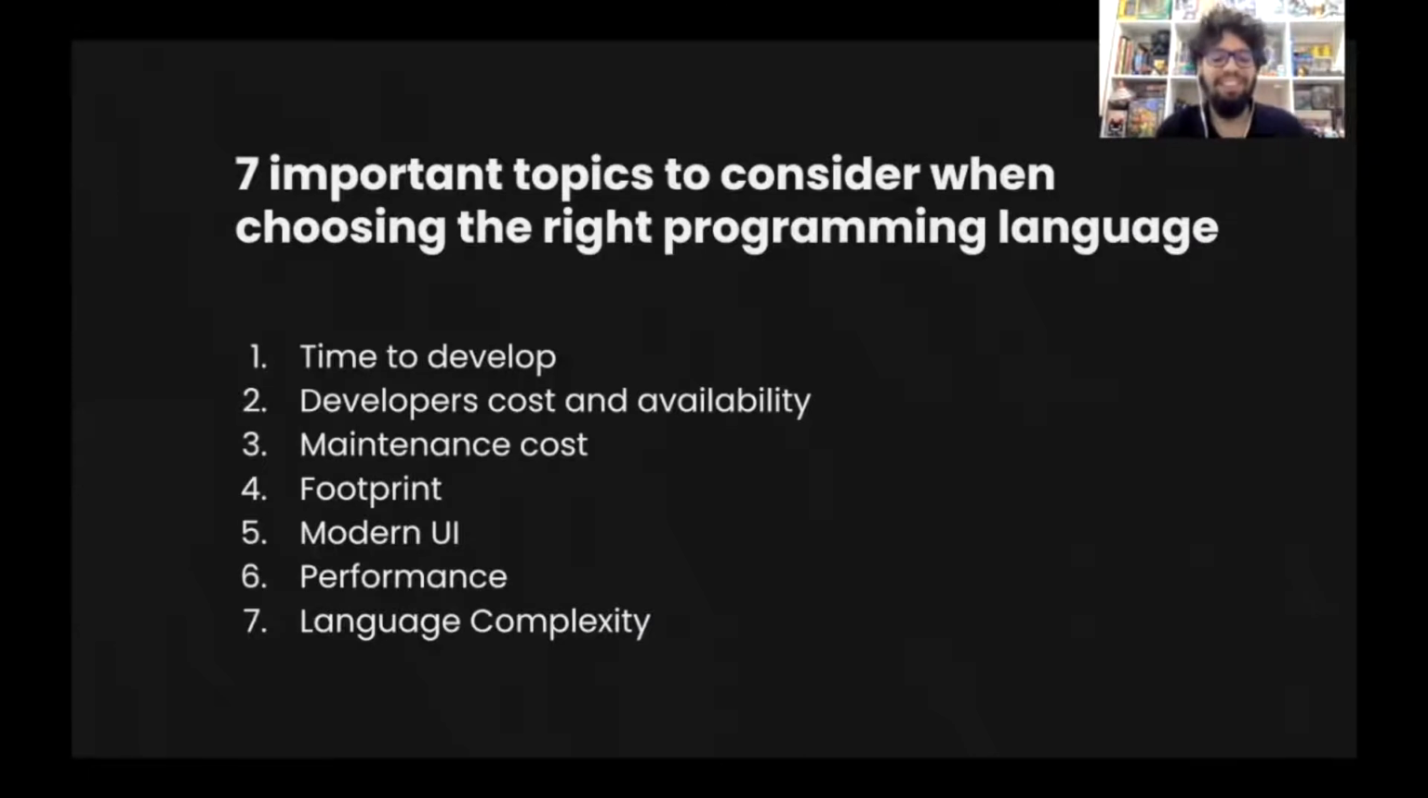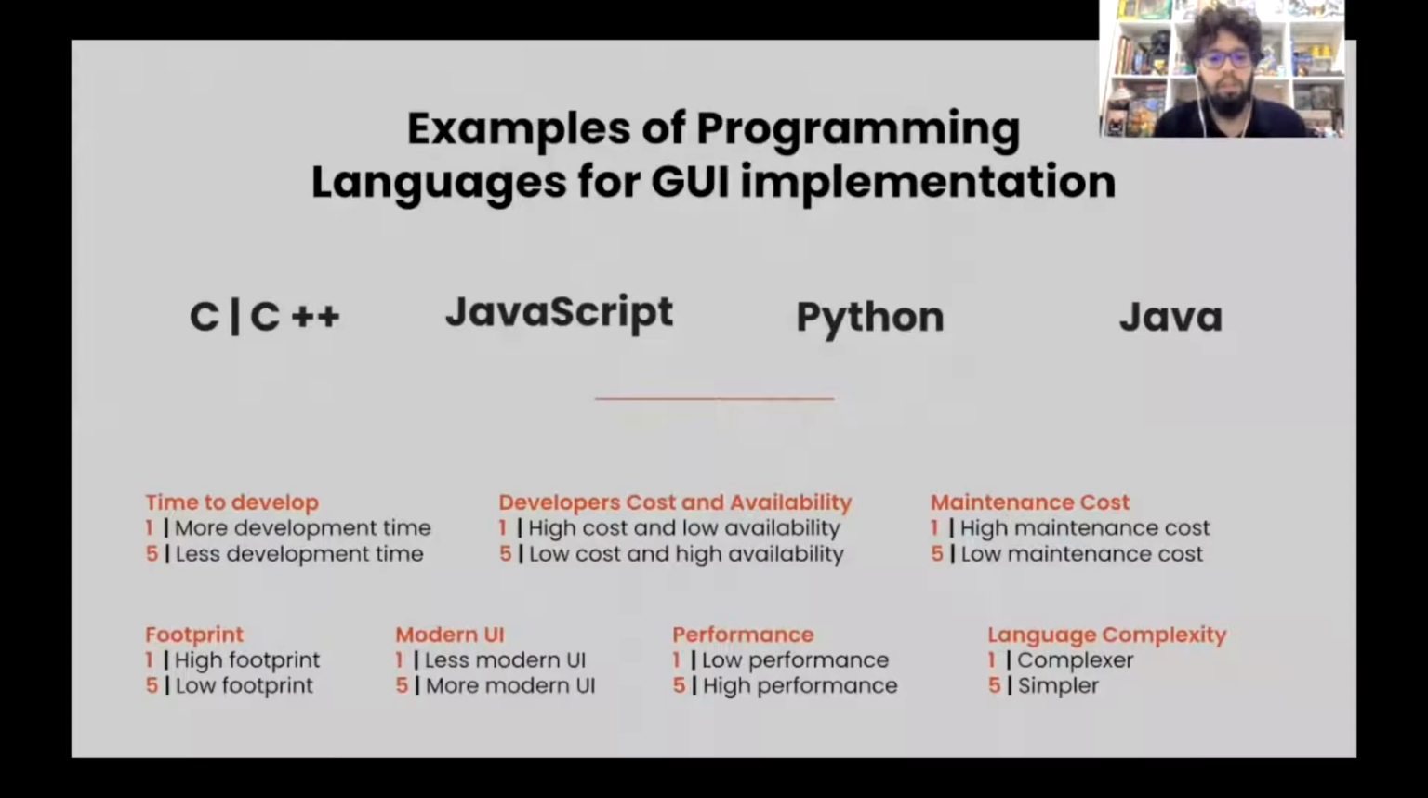So we have narrowed it down to 7 topics to consider when choosing the right programming language for your next project. These 7 topics are the time to develop, developers' cost and availability, maintenance costs, footprint, a modern UI, performance, and language complexity. For these topics, we're going to analyze 4 different languages.